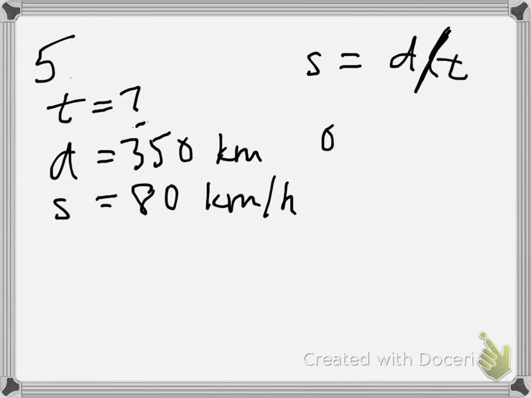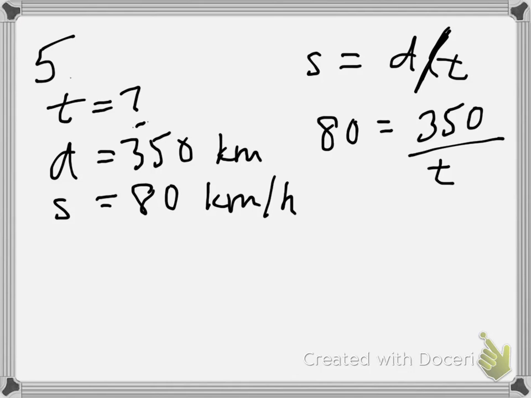So our speed is 80. I'm just going to write the numbers here because I don't have tons of room. So 80, our distance is 350, and our time is the thing that we're solving for, so we don't know what the time is. So then we have to do a little bit of algebra.